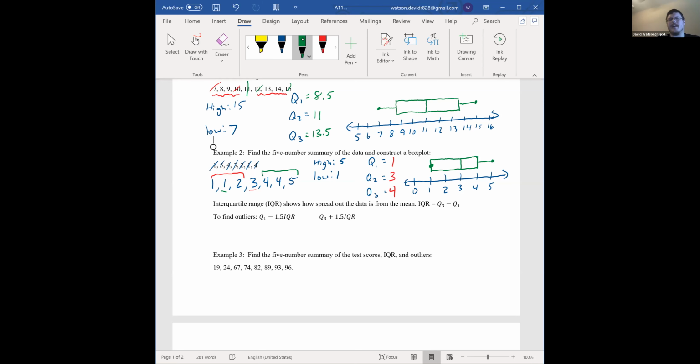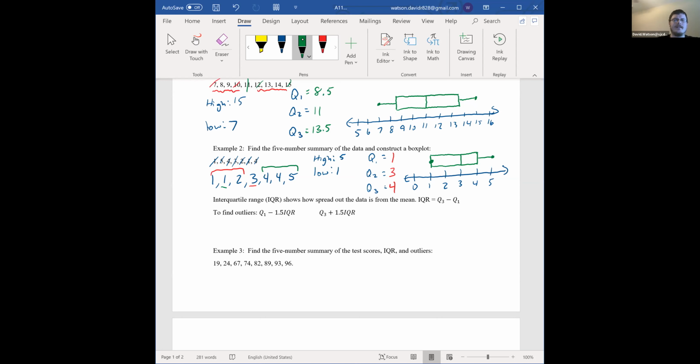Well, how much bigger is way bigger? Here's a way to tell. If you take Q1 and subtract 1.5 times the IQR, then that will give you the lower limit of what your data can be without being an outlier. Same thing if you add 1.5 times the IQR to Q3, that gives you your upper limit before the data becomes outliers.